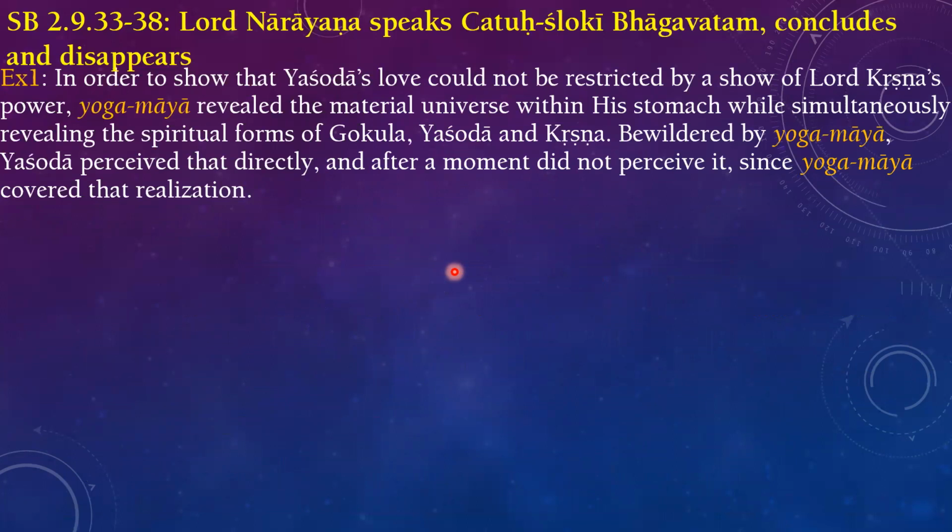In order to show that Mother Yashoda's love could not be restricted by a show of Lord Krishna's power, Yogamaya revealed the material universe within his stomach, while simultaneously revealing the spiritual forms of Gokula, Yashoda and Krishna. Bewildered by Yogamaya, Yashoda perceived that directly, and after a moment did not perceive it, since Yogamaya covered that realization. Yogamaya showed it only for a few seconds.